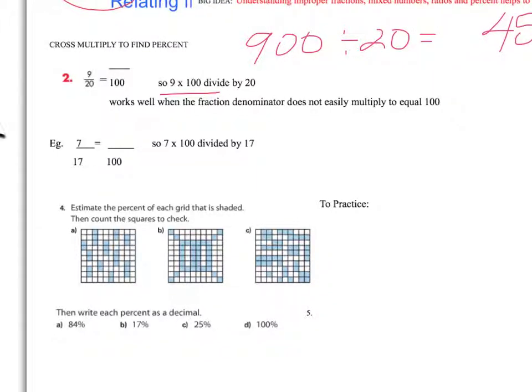Here's another example. You can go ahead and press pause and try it on your own now, remembering you're multiplying across and dividing. So 7 times 100, that answer divided by 17. Go ahead and press pause and try that now.